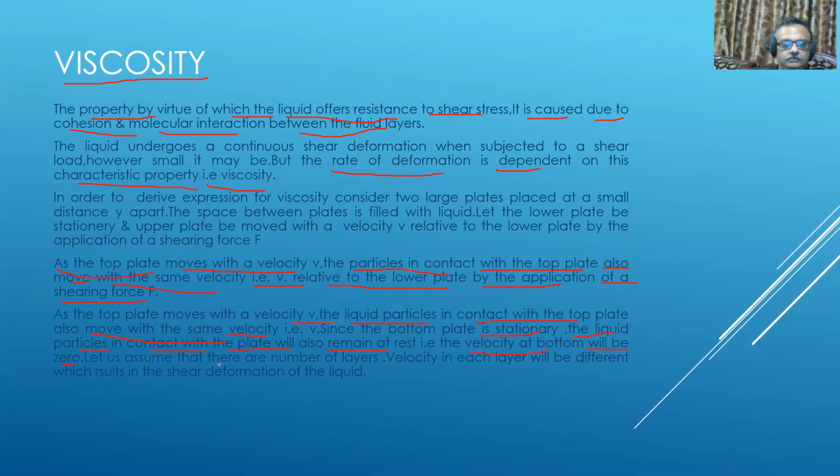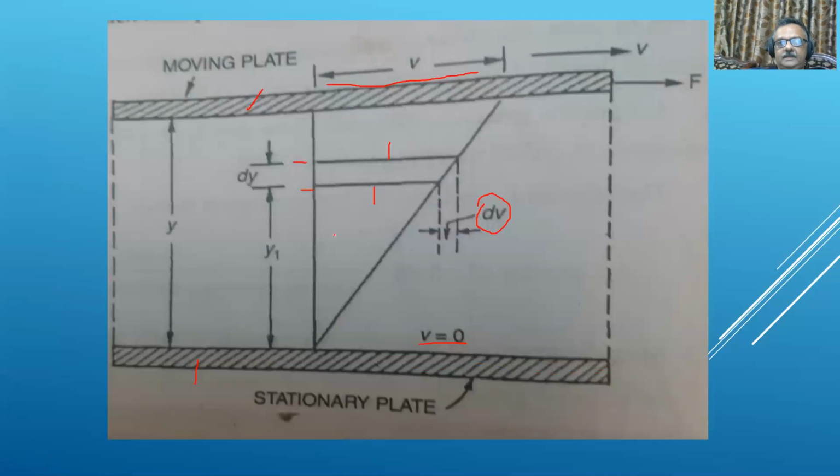So let us assume that there are number of layers. Velocity in each layer will be different, which results in the shear deformation of the liquid. So students, you can also consider from this point of view the water particles which are in contact with the upper plate are moving with a velocity v, and the particles of water which are in contact with the lower plate are stationary, with the velocity v equal to 0.